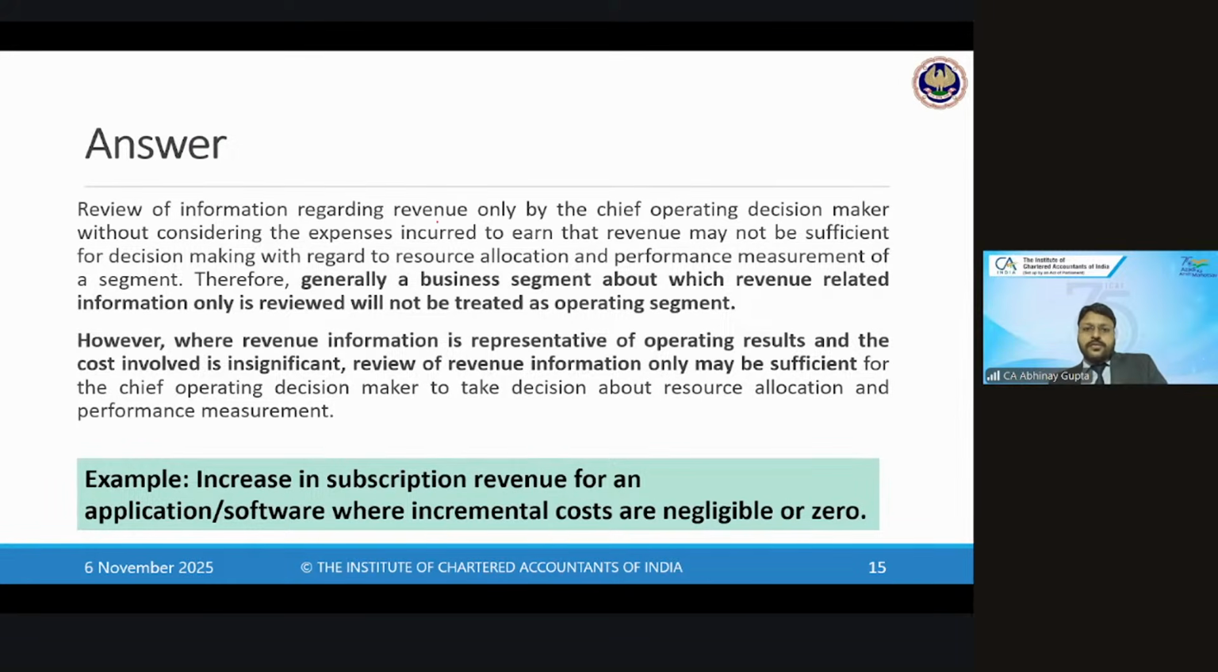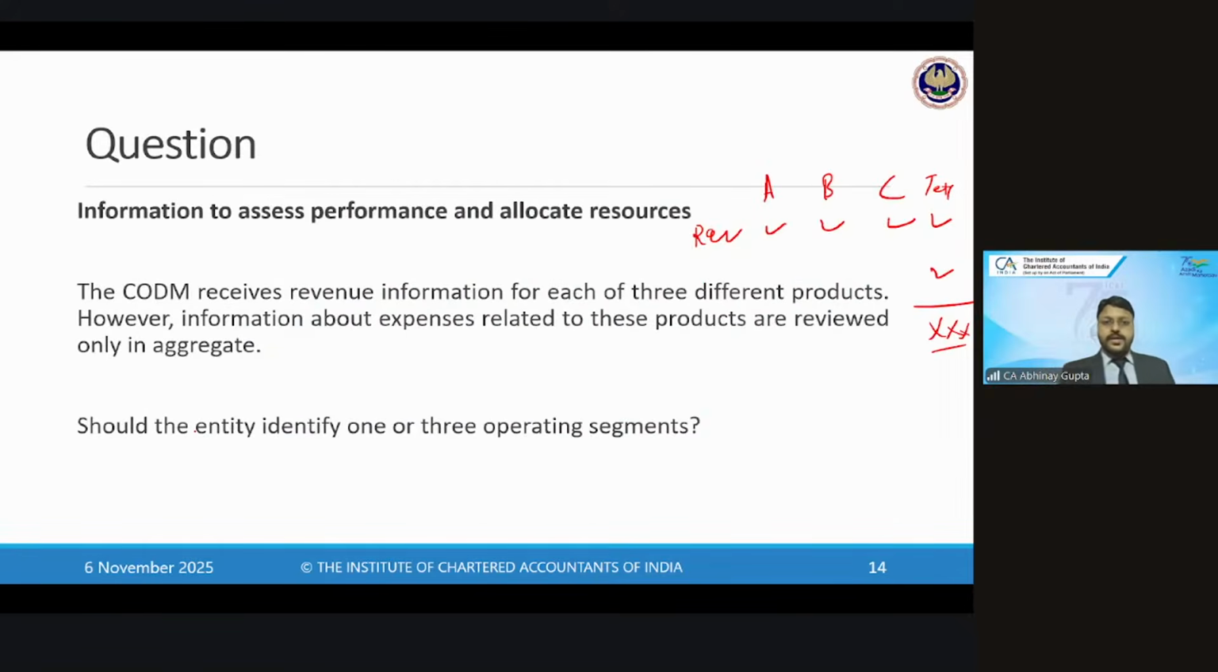Review of information regarding revenue only by the CODM, without considering the expenses incurred to earn that revenue, may not be sufficient for decision making with regard to the resource allocation and the performance measurement of the segment. Therefore, generally, a business segment about which revenue related information only is reviewed will not be treated as an operating segment. However, where revenue information is representative of the operating results and the cost involved is insignificant, review of revenue information only may be sufficient for the chief operating decision maker to take decisions about the resource allocation and the performance measurement. Now, let's get back to our rule book.